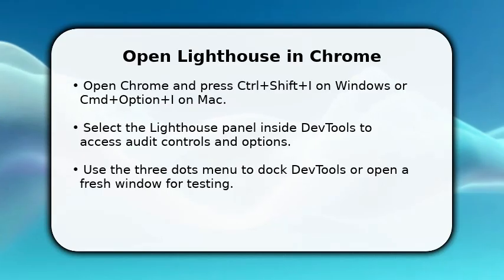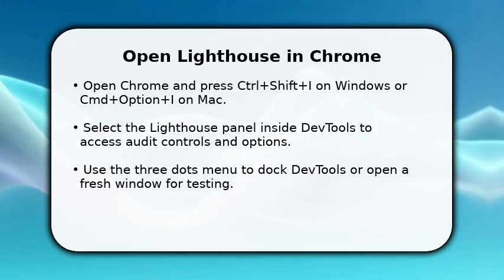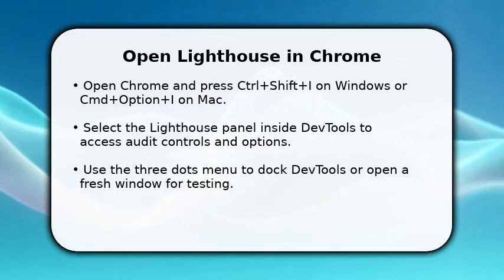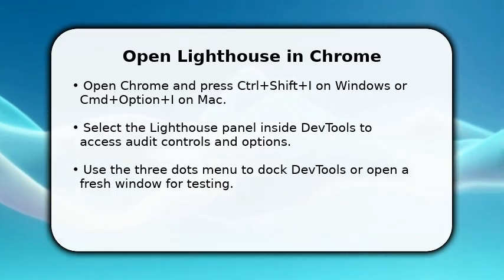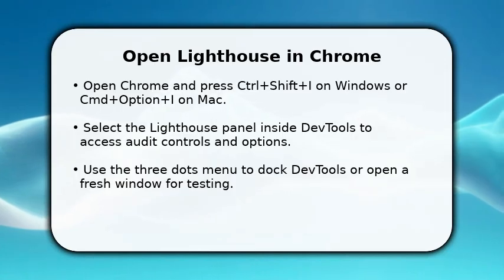Open Chrome and press Ctrl plus Shift plus I on Windows or CMD plus Option plus I on Mac. This opens Chrome DevTools where you run Lighthouse audits. Select the Lighthouse panel inside DevTools to access audit controls and options. If you do not see the panel, click the double chevrons and find Lighthouse in the list.